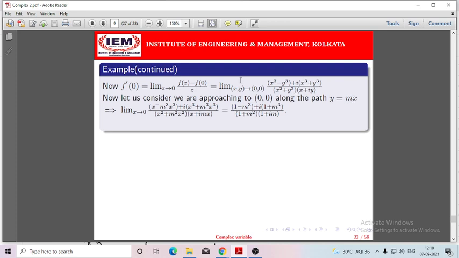Now if you substitute here y equals to mx, then y will be substituted in terms of x. So if you put y equals to mx and simplify it, the limiting value will depend on m, that means the path. So that's why the limit of this quotient doesn't exist. That's why also we can cross verify from here that the function doesn't have a derivative at 0.